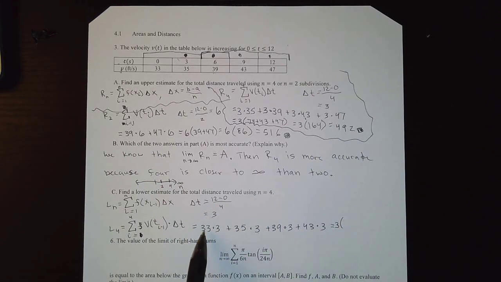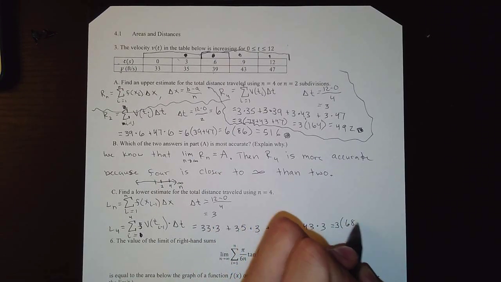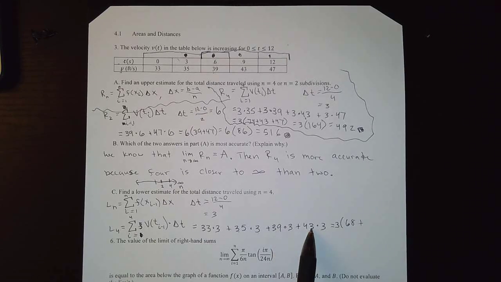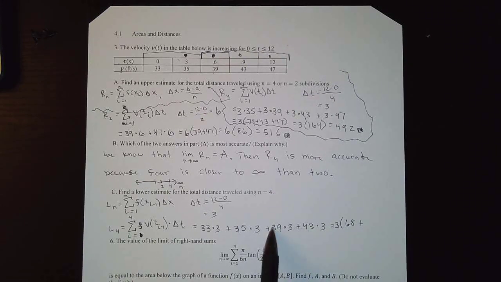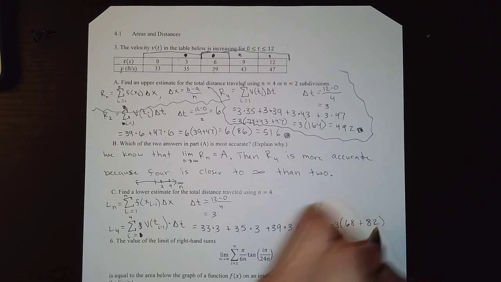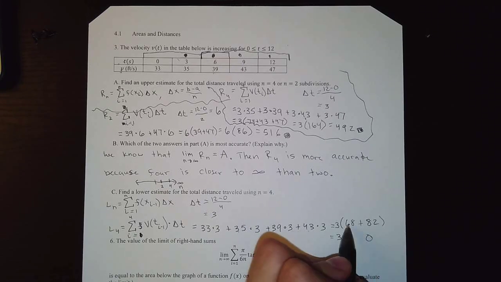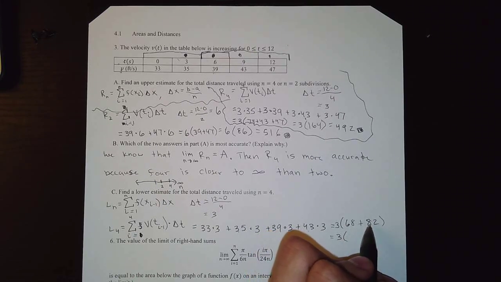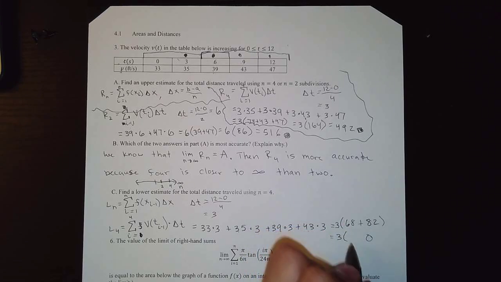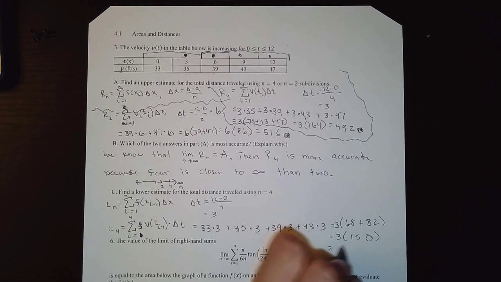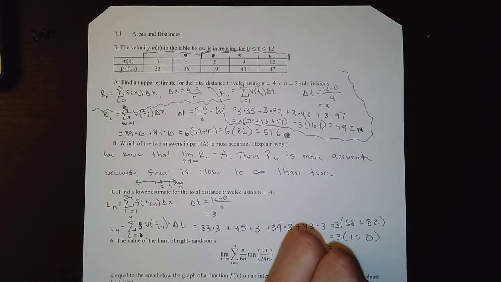And I would get 33 plus 35. That's 68. So it'd be 68 plus, and then I'm going to do 39 plus 43. Well, 9 plus 3, that's a 12. And then 7 plus 1 is 8, so 82. So I would get 3 times 8 and 2 is 10. 6 and 8, that's 14. Plus a 1, so 15. And so the final answer would be 3 times 150, or 450.